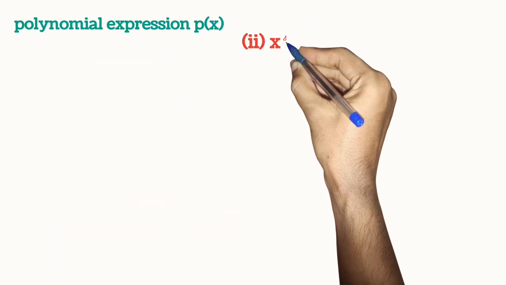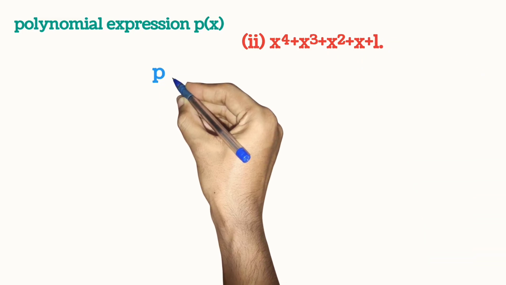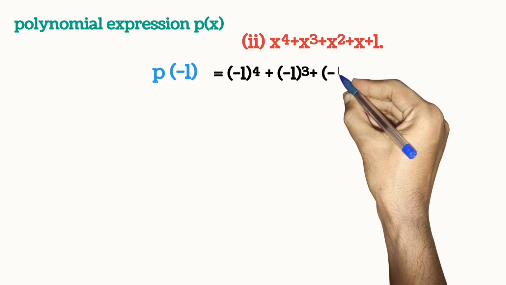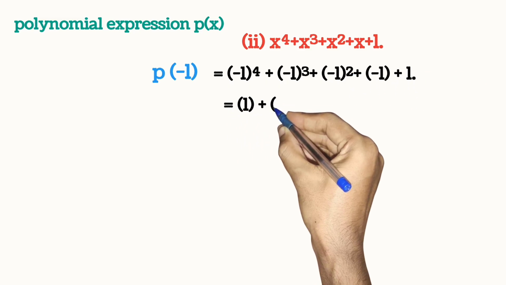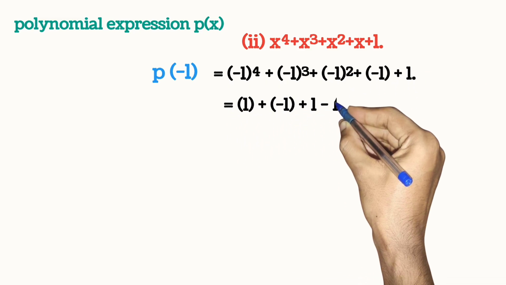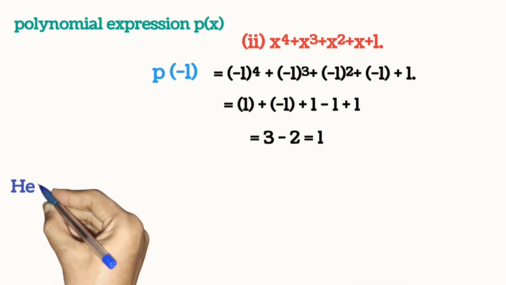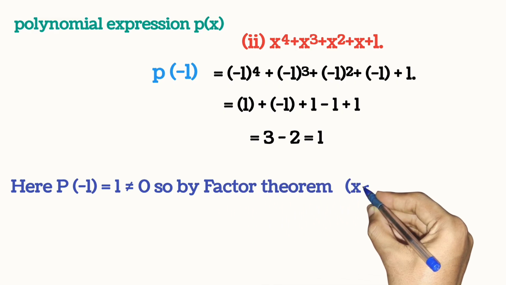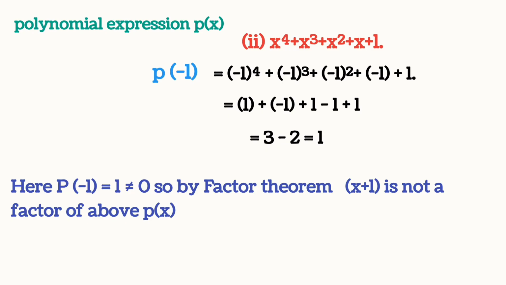Another polynomial, that is x to the power 4 plus x cube plus x square plus x plus 1. Now put p(minus 1), we get (minus 1) to the power 4 plus (minus 1) cube plus (minus 1) square plus (minus 1) plus 1. Now 1 plus minus 1 plus 1 minus 1 plus 1, that is 3 minus 2, that is equal to 1. Here p(minus 1) equal to 1, not equal to 0. So by factor theorem, x plus 1 is not a factor of the above given polynomial p(x).